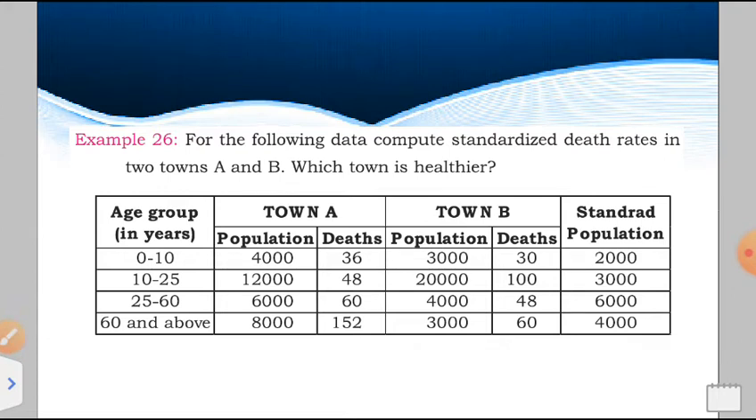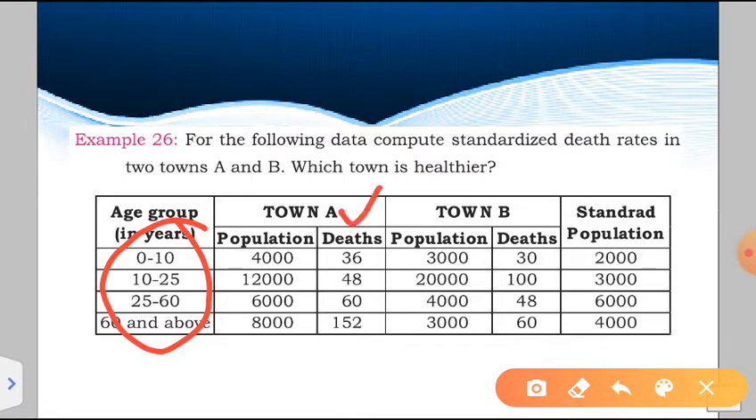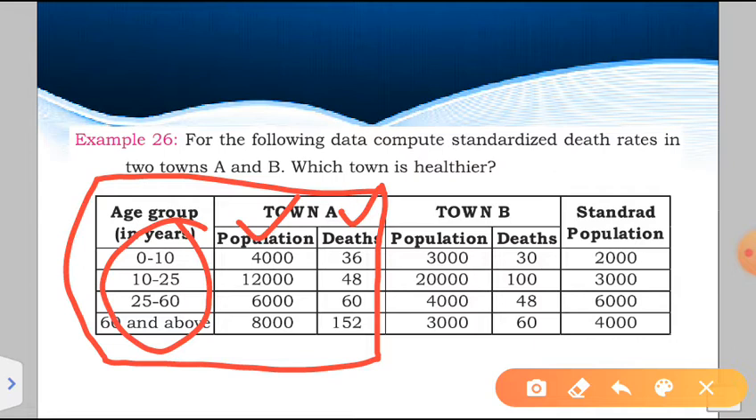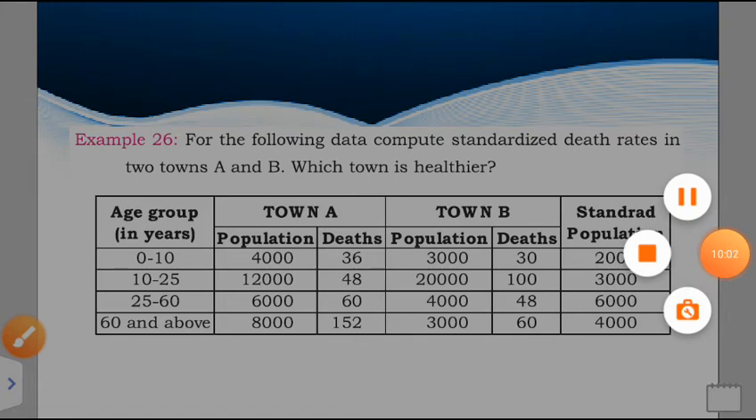Let us talk about an example, which kind of example could be there and how we are going to solve it. Here we have to calculate the standardized death rate in the two towns A and B, and find out which is the better one. Here you can see the difference: along with the age groups, the deaths and populations are given. Till now, for CDR, only this information is required. Similarly in town B, the deaths and populations are given, and that information is enough for CDR. But here we have one more column at the end, and that is the standard population, correct.